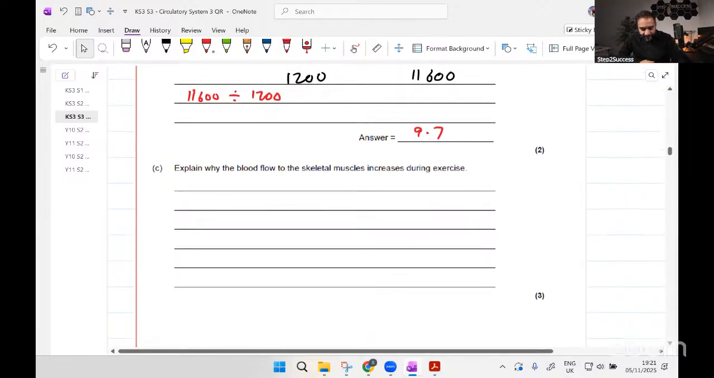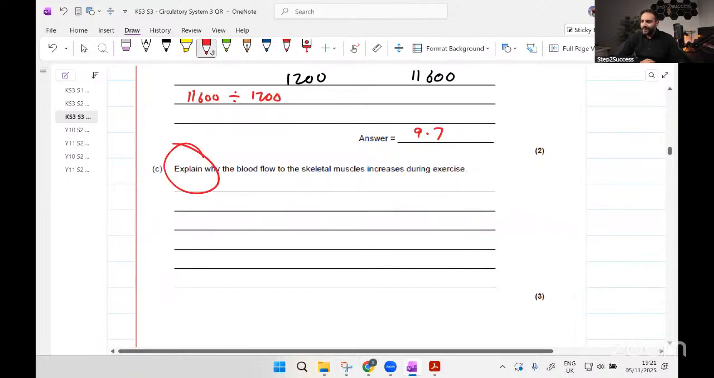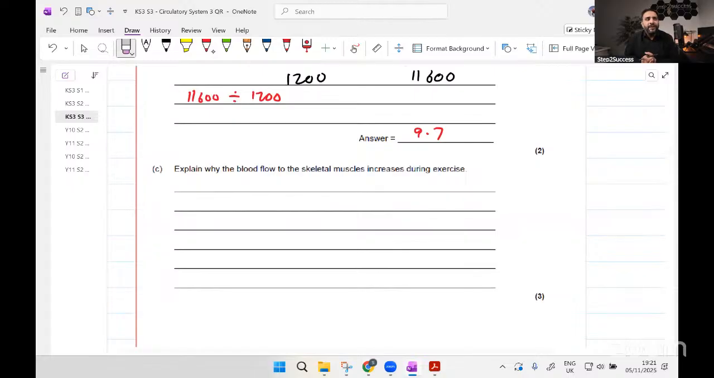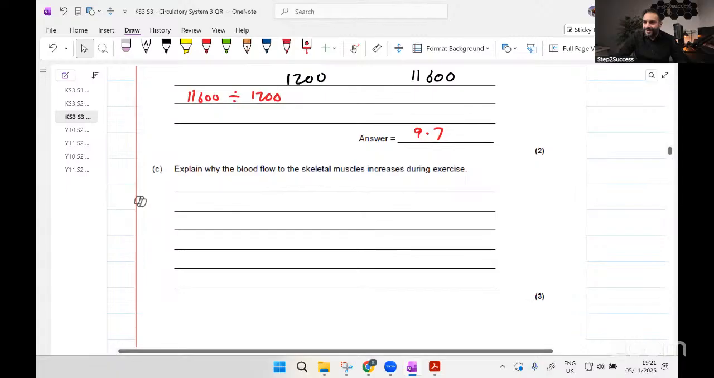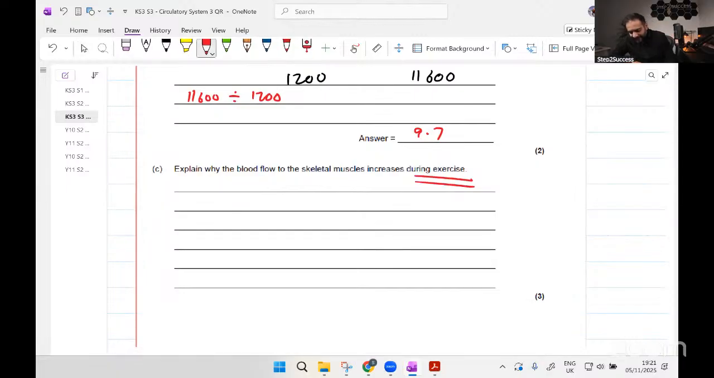And then explain. Important word when you're looking at exam questions. Explain. That tells you why. Why the blood flow to the skeletal muscles increases during exercise. Well, what do we need more of during exercise? We need more energy. That's what we need because we are doing more work. So my first point here is that our muscles need more energy.